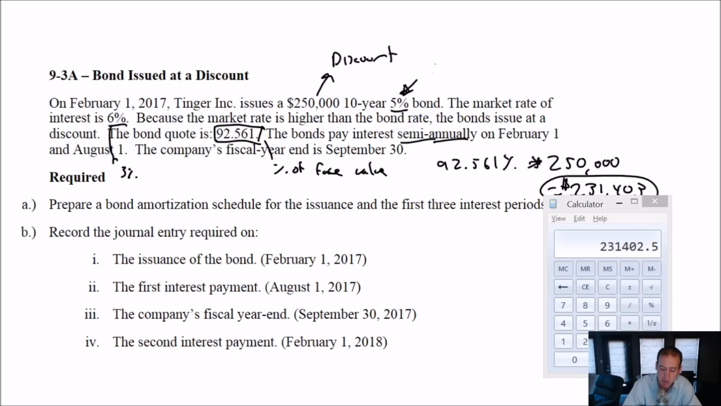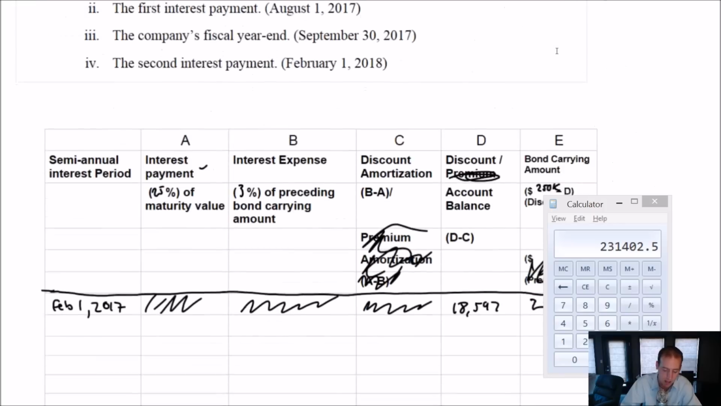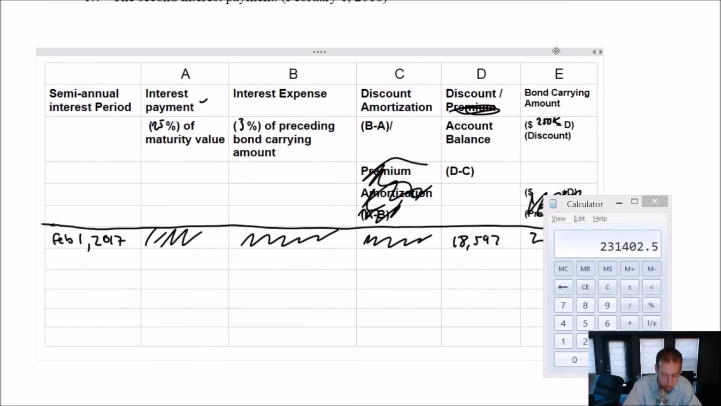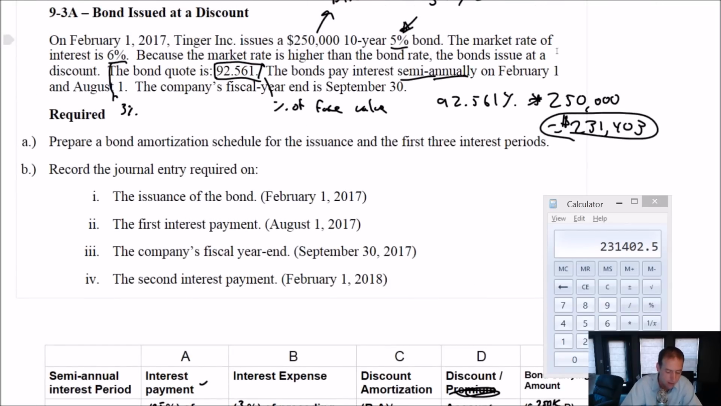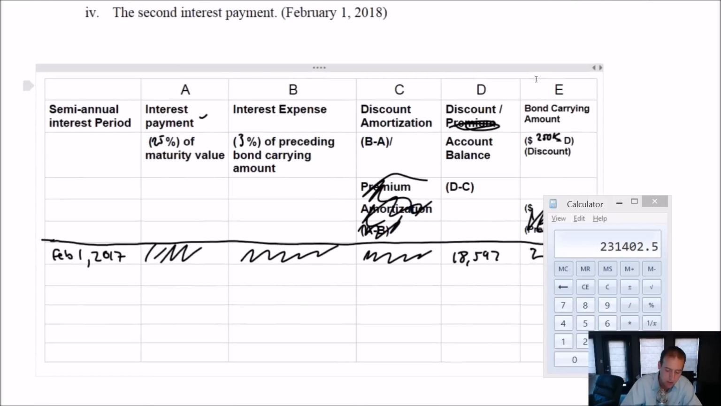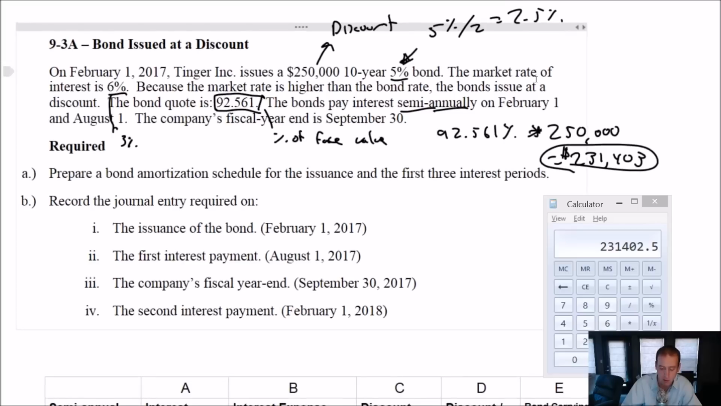This is a 5% per year, so we just go, okay, well, it's 5%, but since it's semi-annual, each payment will be at 2.5%. And that's what we fill in here, 2.5%. Our interest expense, well, if we halved our interest payment, we're going to have our interest expense. It was 6%, but it's 3%. We know it's a discount. How do we know it's a discount? Well, the question says it's a discount.